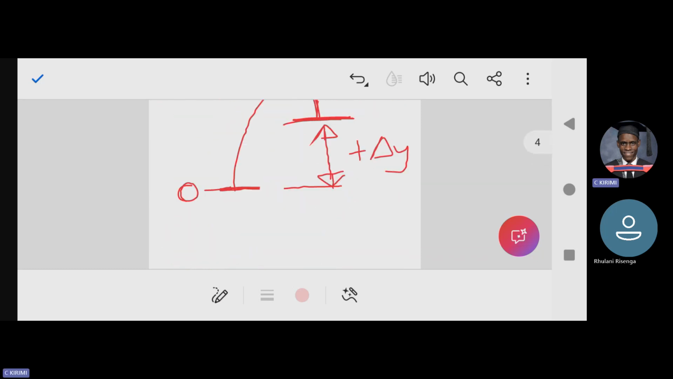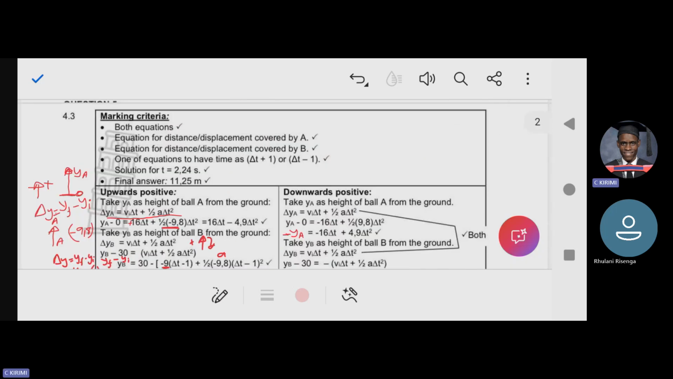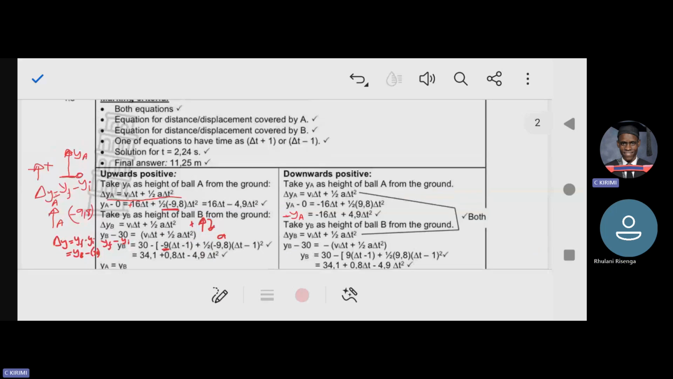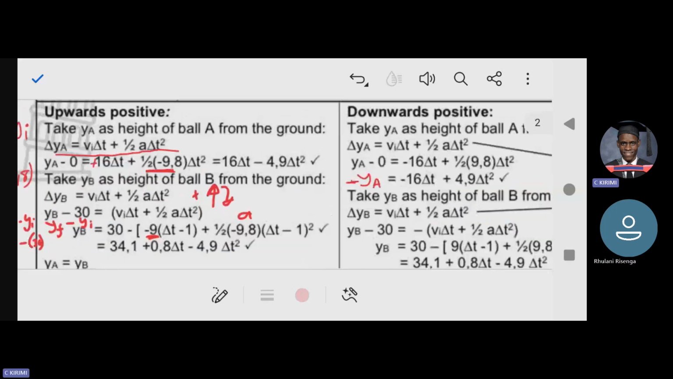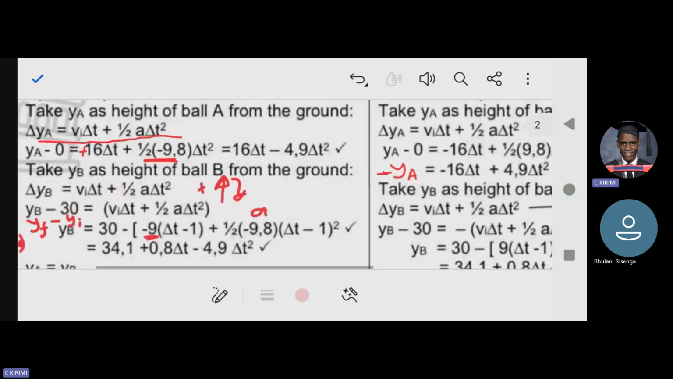So do you agree to why they put a -1 there? Yes, because the time increased. For ball B, they had to delay and wait 1 second, then they projected that ball. So the time it took for ball B was 1 second more than for ball A. Is that correct?